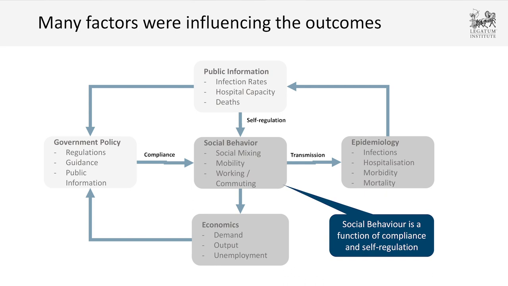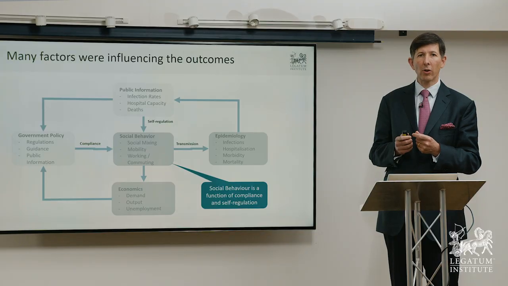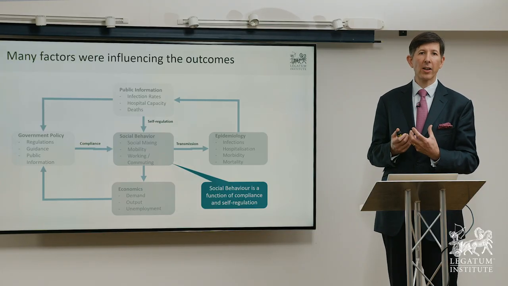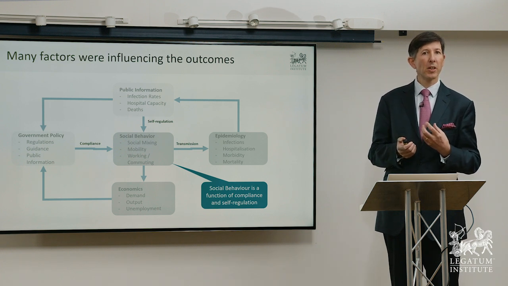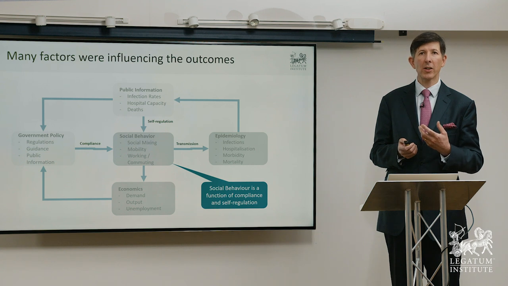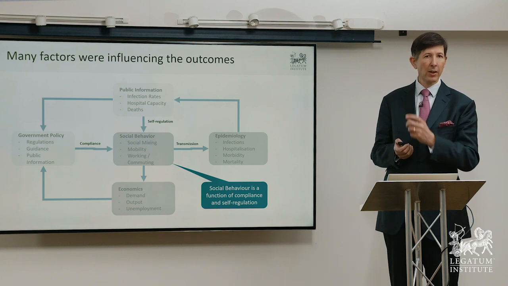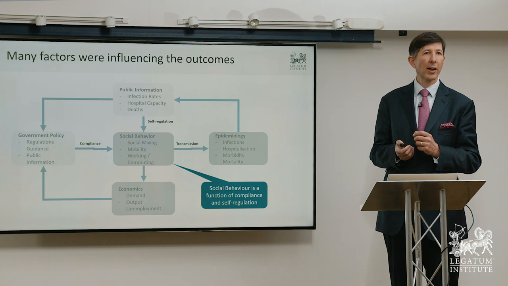So if we start in the middle and we think about social behavior, the core of both what's going to trigger the epidemiological consequences, but also the economic consequences. So we need to think about the level of mobility, the level of mixing, types of commuting, and so forth that are existing and that are being carried out in October, and how might they be modified? And to what extent do they impact on the epidemiology, on the infections, the hospitalizations, the mortality? But also, going down a step, to what extent do they impact on the economy, the level of output and production, the unemployment level, and so forth?